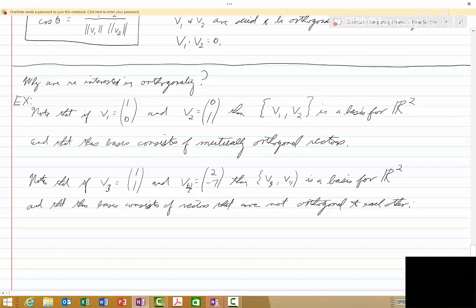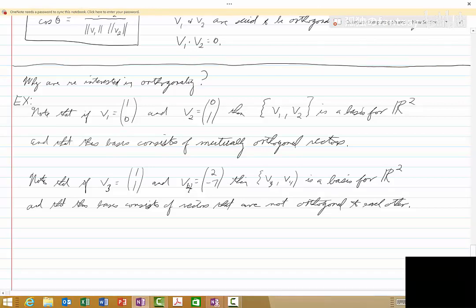Now, I'll show in a moment that this really is a basis. In other words, I'll show that any vector in R2 can be written as a linear combination of V3 and V4. And it's clear that any basis of R2, we've already said R2 is two-dimensional, so any basis must have two vectors. So we couldn't get by with less than two vectors, so we must have V3 and V4 both. But I'll show that part in a moment, that this really is a basis.